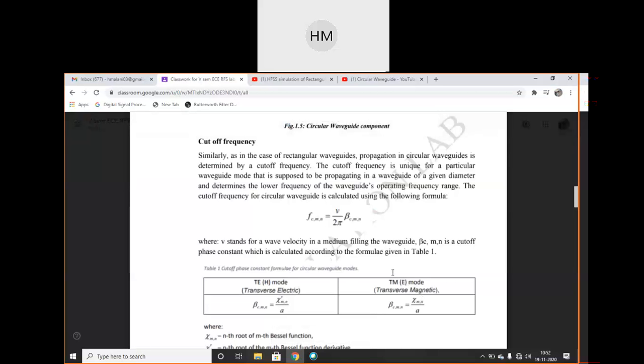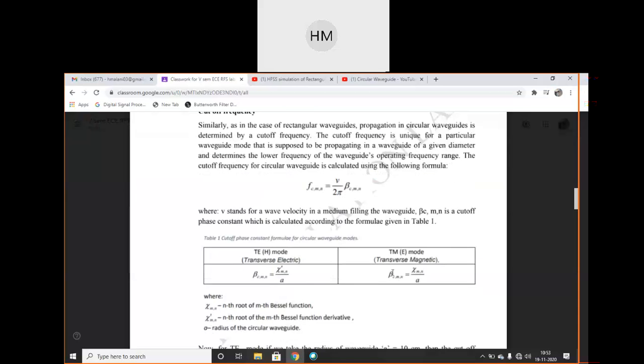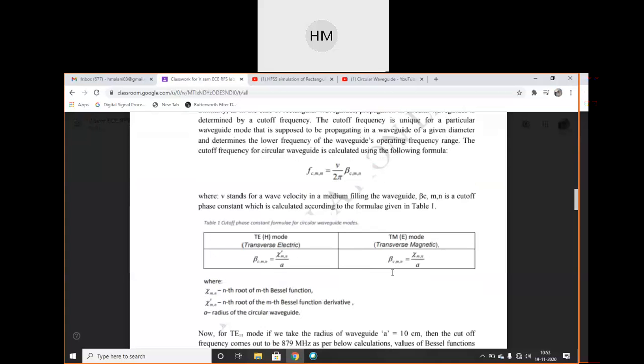Beta c is the phase constant. The c is there, that means it is a cutoff value. After this cutoff value, your wave starts propagating through the circular waveguide. So propagation of wave in circular waveguide is determined by this cutoff frequency. And what is this phase constant beta c? It is given by xi dash mn upon a. What is this xi?